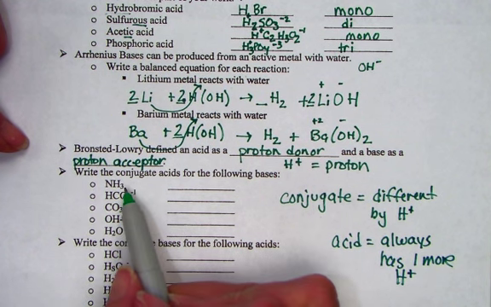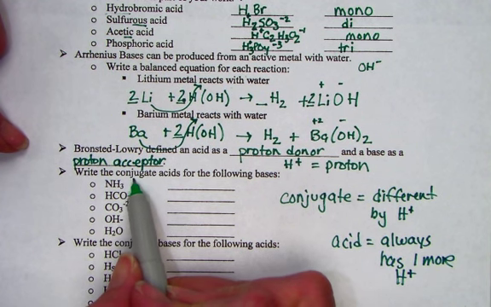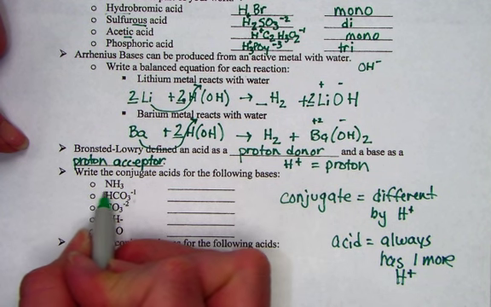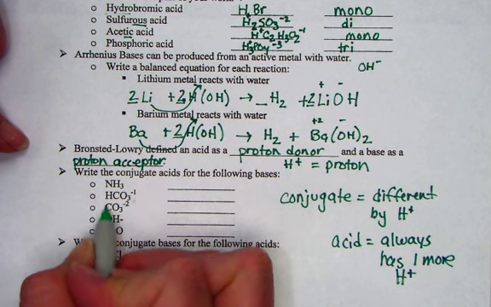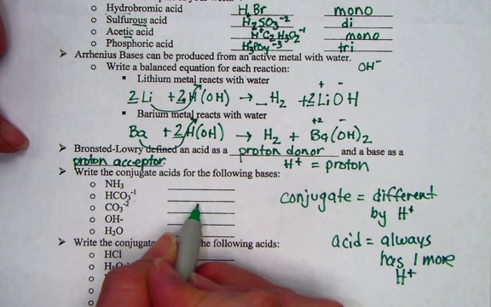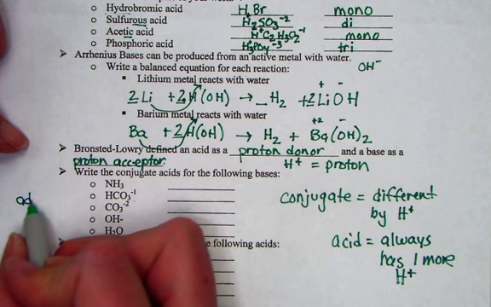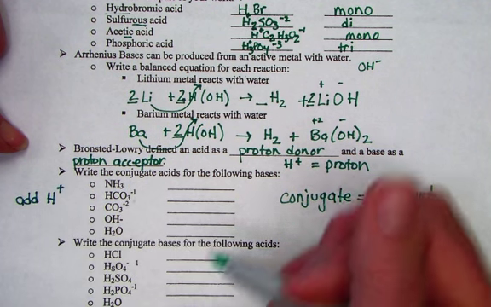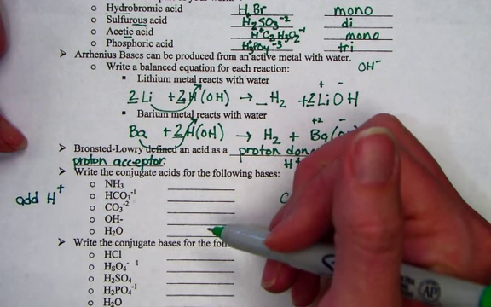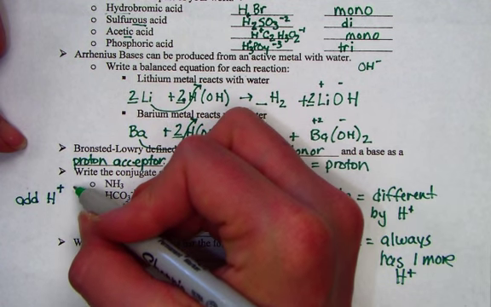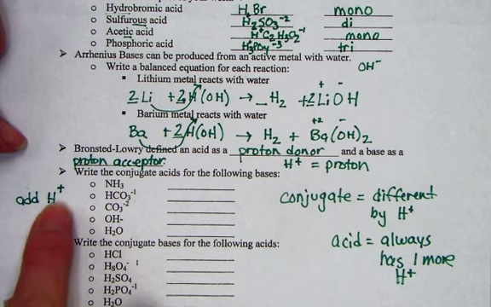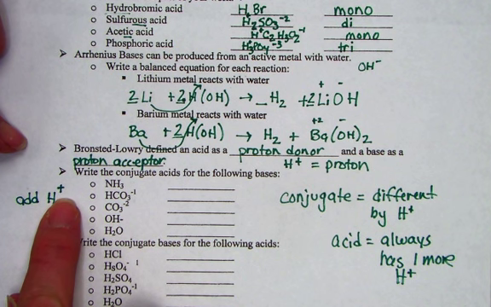In the next example, we're being asked to write conjugate acids for the following bases. So keep in mind, we are looking at a list of bases and want to write each conjugate acid. For each one of these, to turn the base into an acid, we add one proton, add a hydrogen ion, and remember to consider the charge. When I add one more hydrogen ion, it becomes one more positive on the number line.